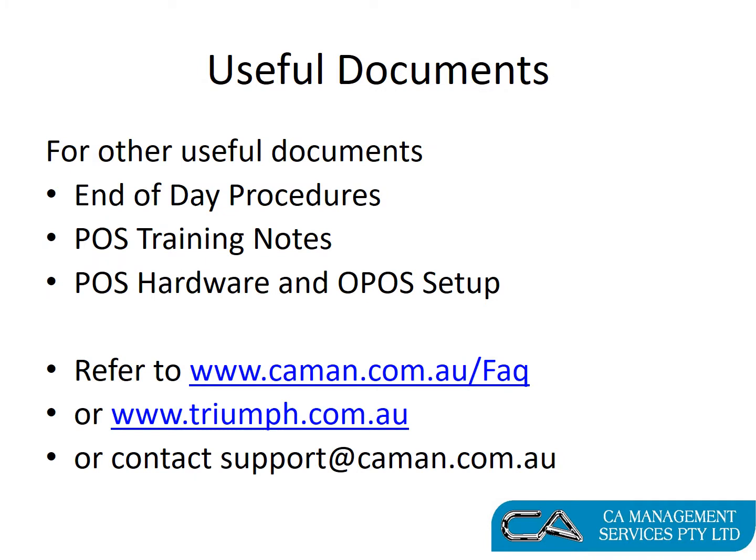Just giving you some useful documents that you might want to go and have a look at. On the CA Management website, under our FAQ area, we have a whole series of different notes on different functions within Triumph, but some of the ones that are worth having a look at are the end of day procedures and the POS training notes. Triumph also have another document which is setting up POS and OPOS setup, which is handy for anyone trying to link up their cash registers, scales, or their printers. Just goes through all the necessary setup functions.